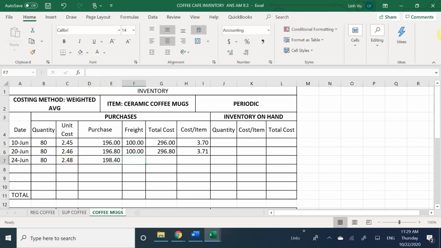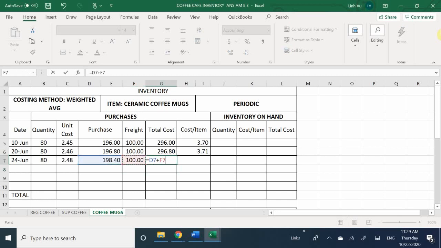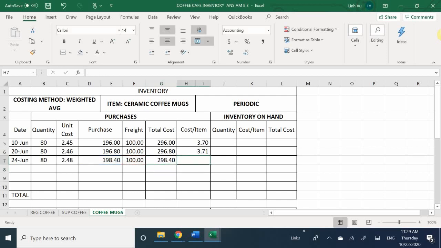How much was freight? 100. Total to be 298.40, divided by 80, is 3.73. Just a reminder, I hope you guys know which method you're using.